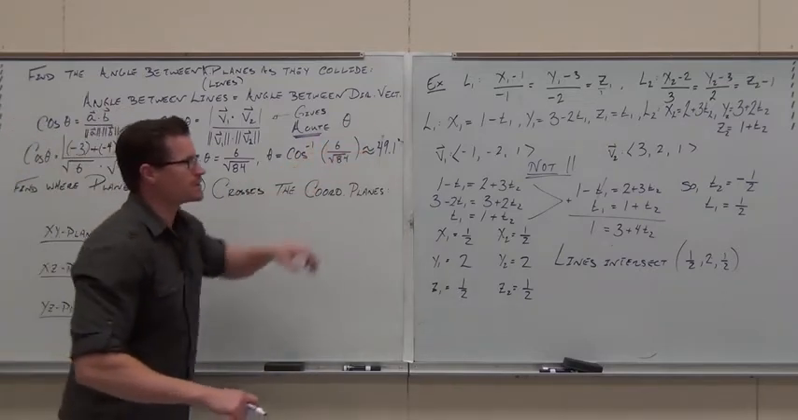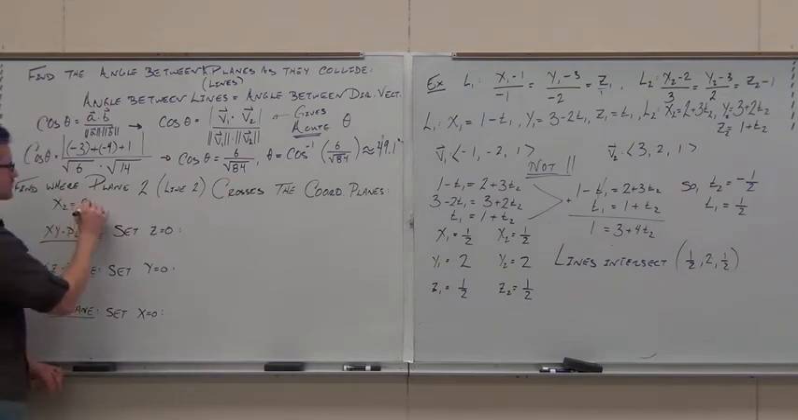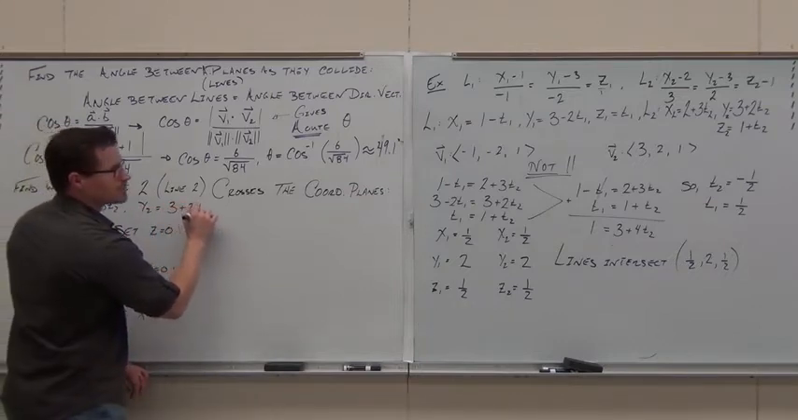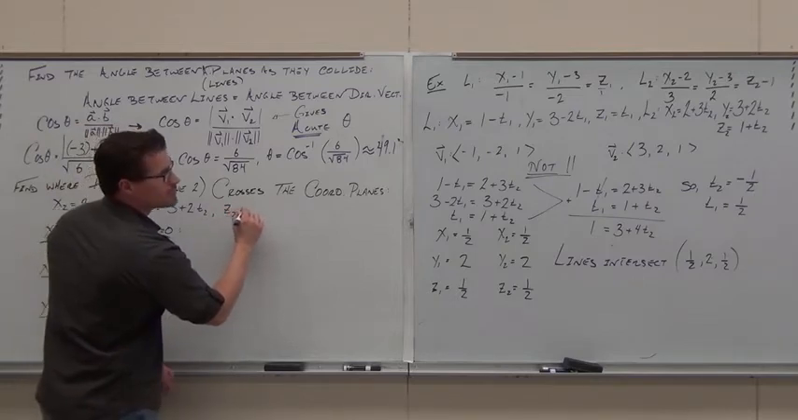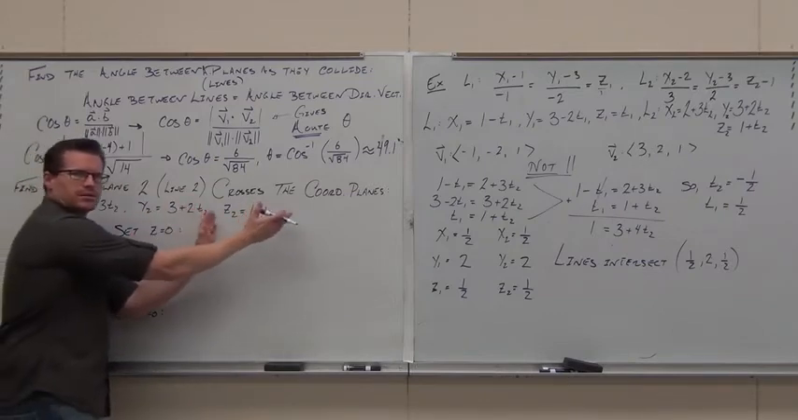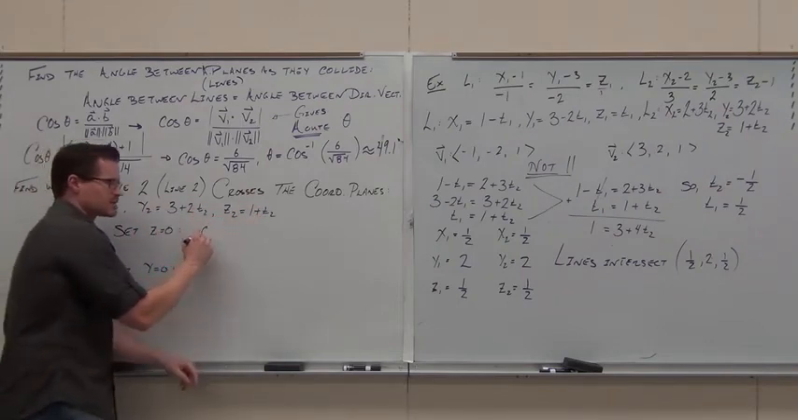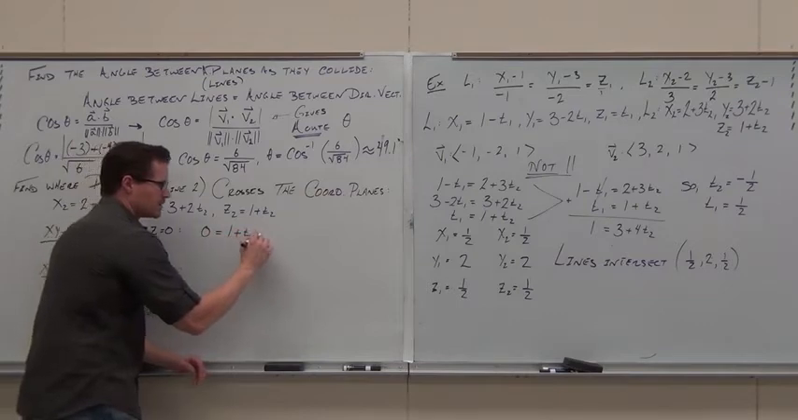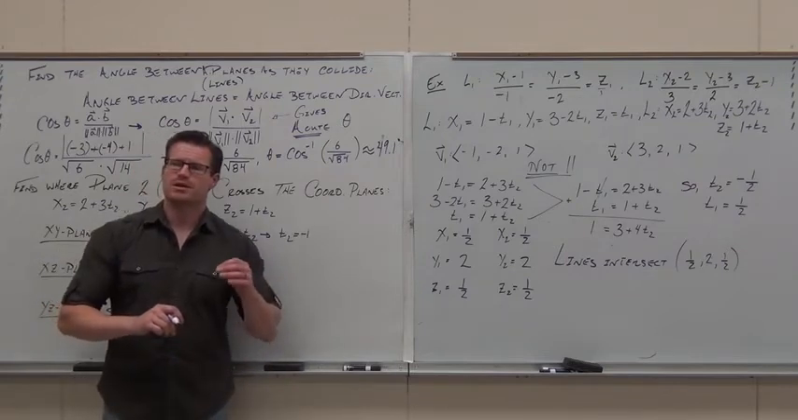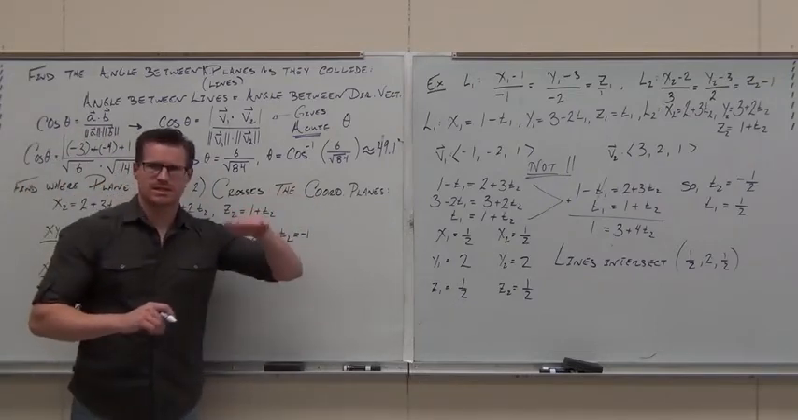Now I'm talking about line two. So line two was this one. If I set Z equal to zero, I'm only looking here. This is all I'm looking at. There's the Z. If I set Z equal to zero, then T sub 2 equals negative 1. This is the when. When I'm going to cross the XY plane is when T is negative 1.